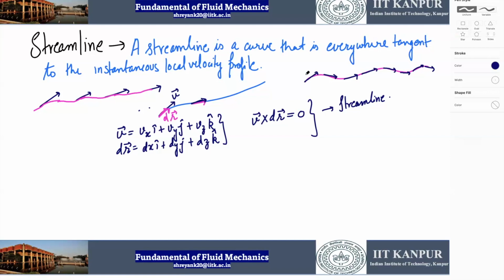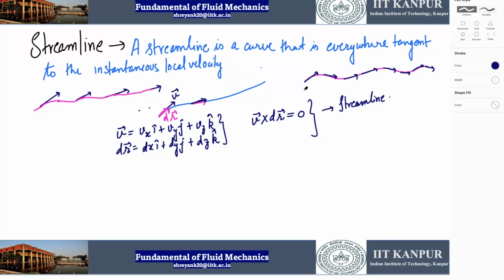So it is the local velocity. It's not a velocity profile, it is local velocity. So it is the tangent to the local velocity vector. What is the physical significance of streamline? Basically, the streamline is used to describe the fluid flow.